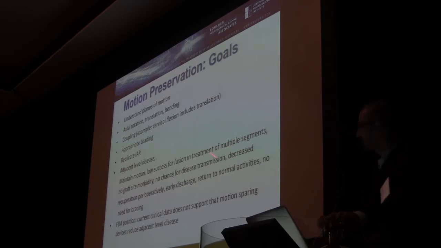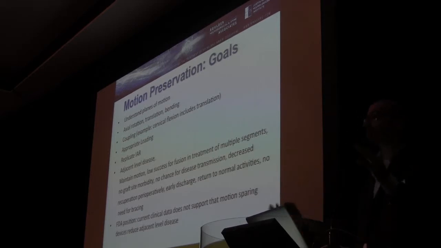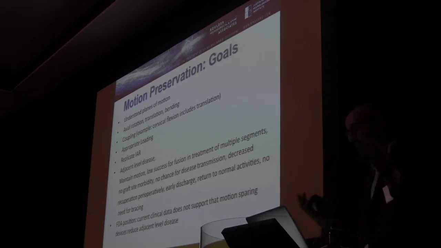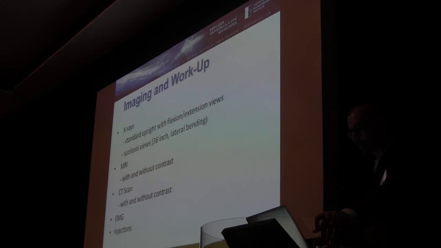And some people think that adjacent level disease decreases by doing this. So rather than having a rigid segment of a fusion, once you start having motion preservation, you're not stressing the levels above and below in the spine as much. So you start to reduce the rates of adjacent level disease. And that's really the big thing we're trying to tout out there. The FDA position as of last year is that current clinical trials do not support that motion-sparing devices reduce adjacent level disease. That's really important to understand, because a lot of people think that it does. We're not sure. I think the jury's still out unless anybody disagrees with me.